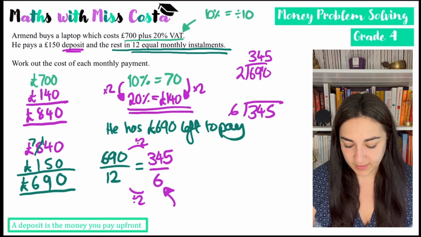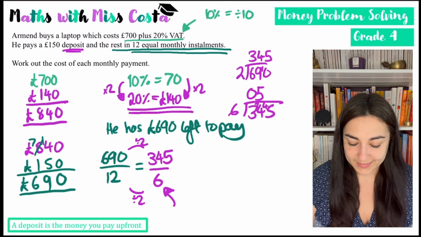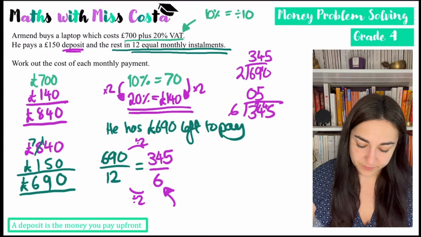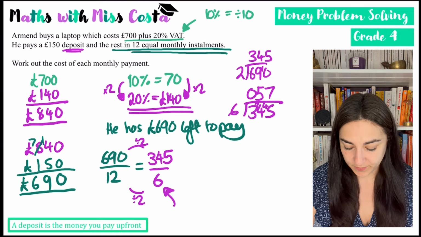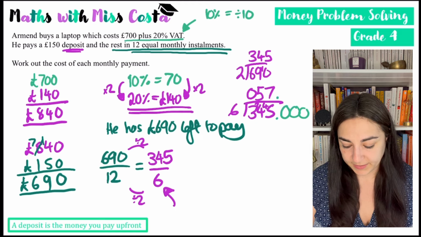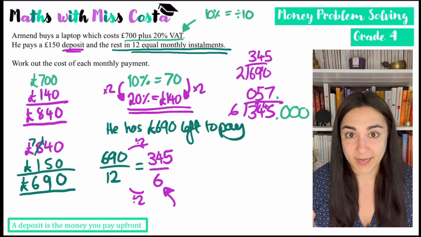So 6 into 3 goes 0. 6 into 30 goes 5, remainder 4. 6 into 45 goes 7, remainder 2. And when you run out of numbers, just add zeros here and then put the decimal place.